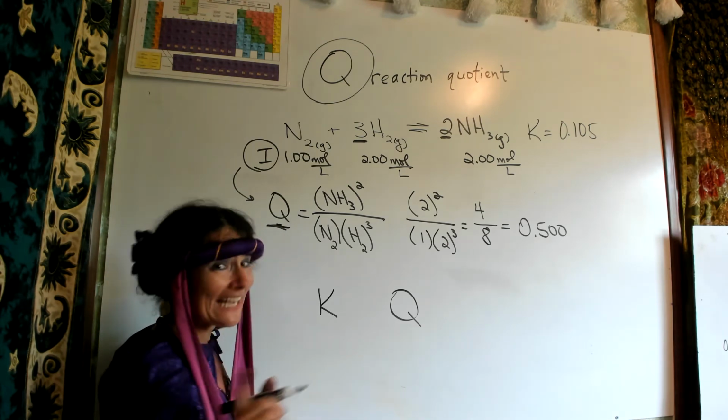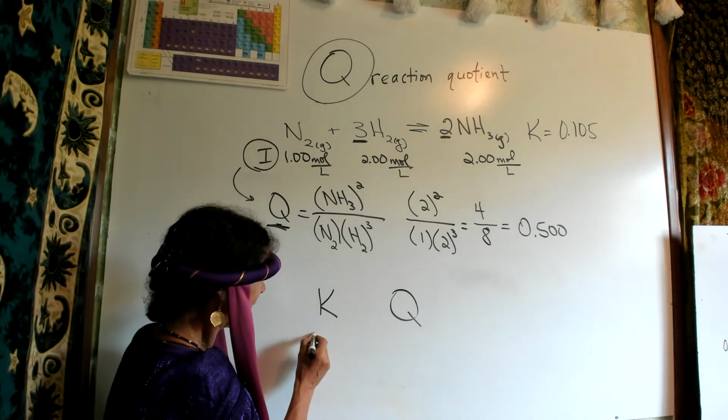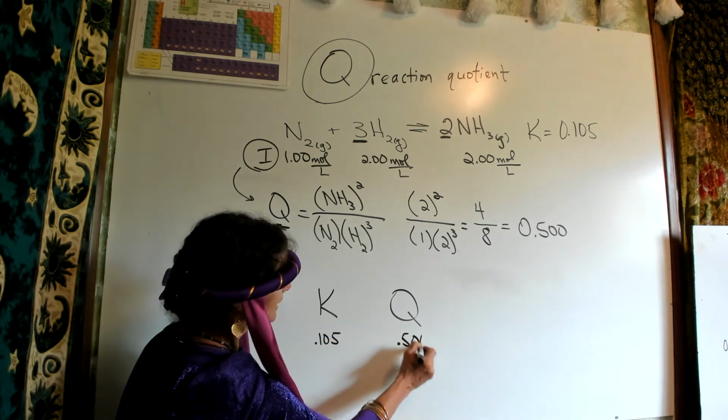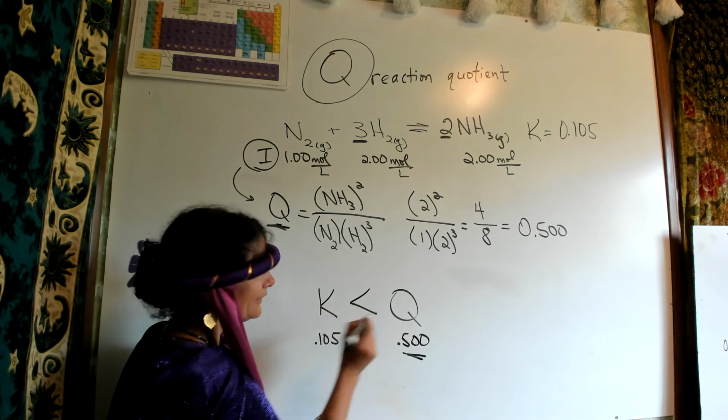All right, the alligator eats the bigger one. So K was 0.105 and Q was 0.500. Q wins. Q is larger.